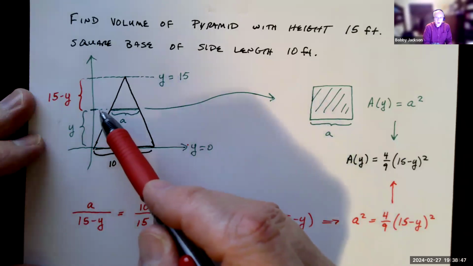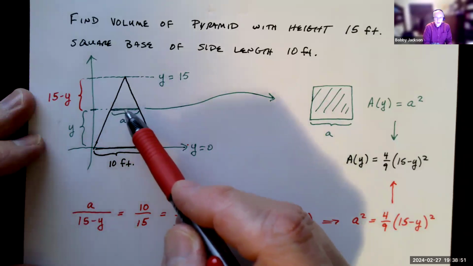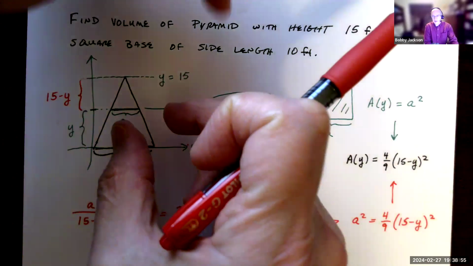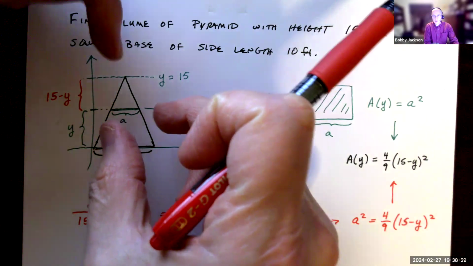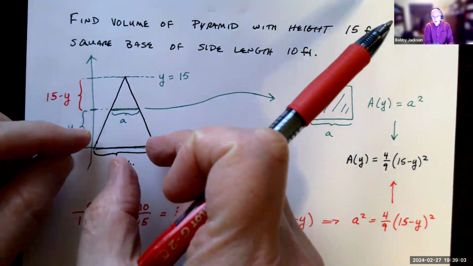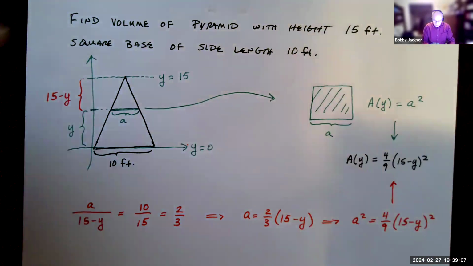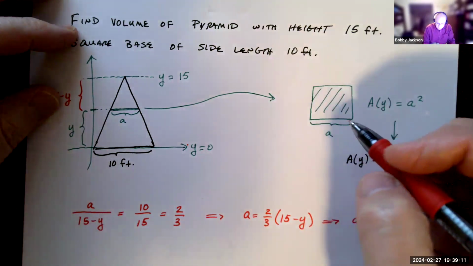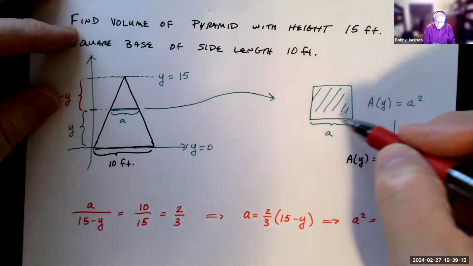But at that height of y, what I want to do is just cut right through here and slide that piece out and look at it from above. If I'm looking at it from above, what's it look like? It's a square, right? Because the base is square, so these squares are getting smaller and smaller as we get to the top of this pyramid. Okay, and so we have a square cross section.